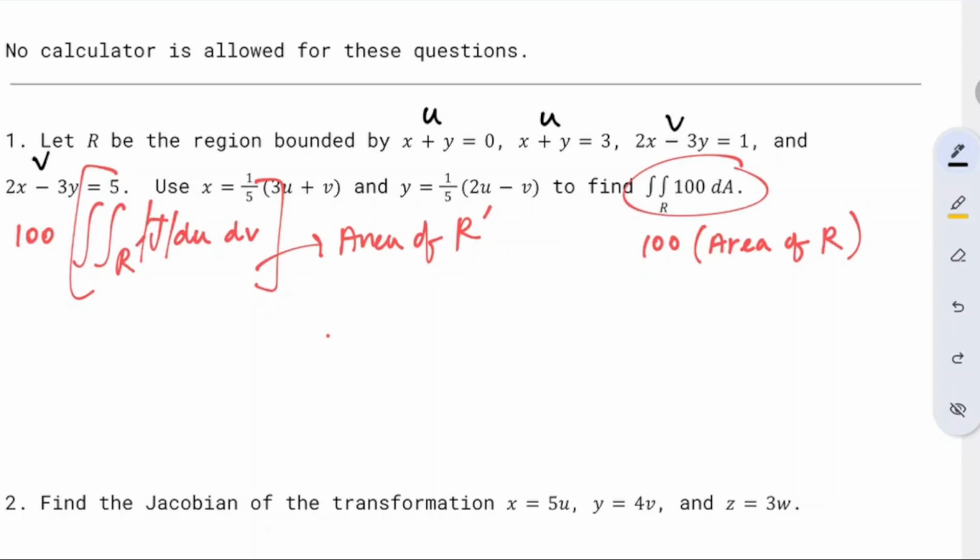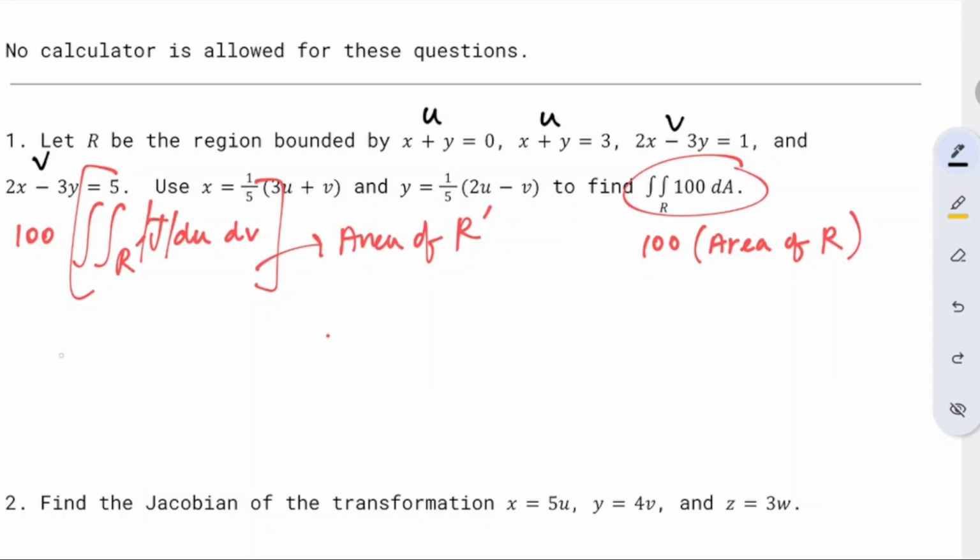So if I took 2u plus, wait, no, 3u plus v, that's 3x minus 3y. Yeah. Okay, and that would just give me 5x. Yeah, okay, I see it. That's right. I can see that. And then u is going from 0 to 3, and v is going 1 to 5.